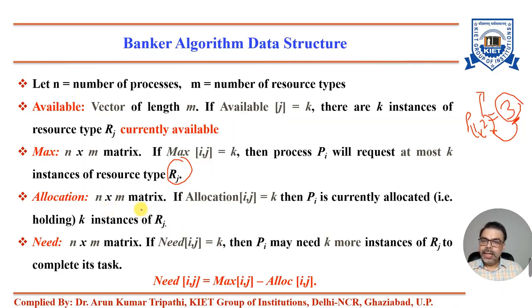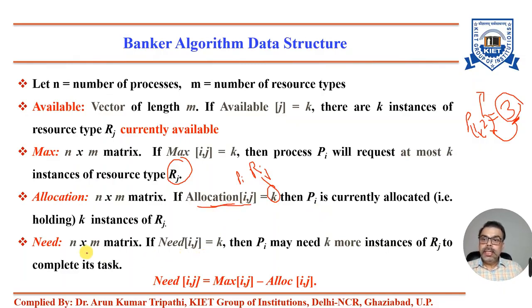Allocation is again an n cross m matrix. Allocation means how many resources are allocated to a particular process at any instance of time. For example, process Pi having k instances of resource Rj will be denoted by this entry.